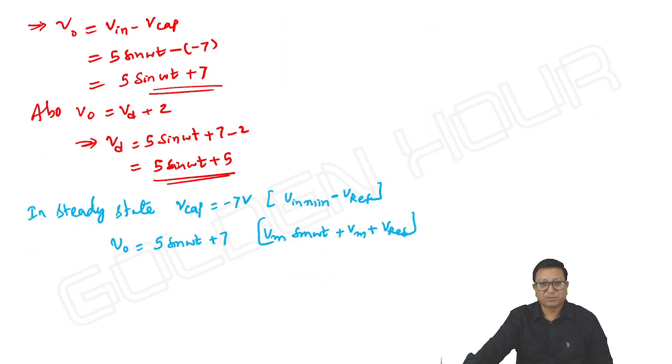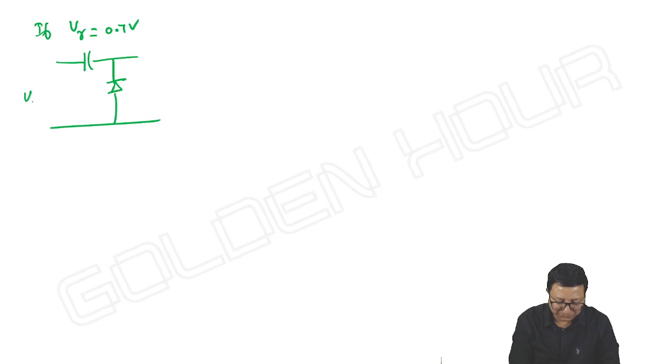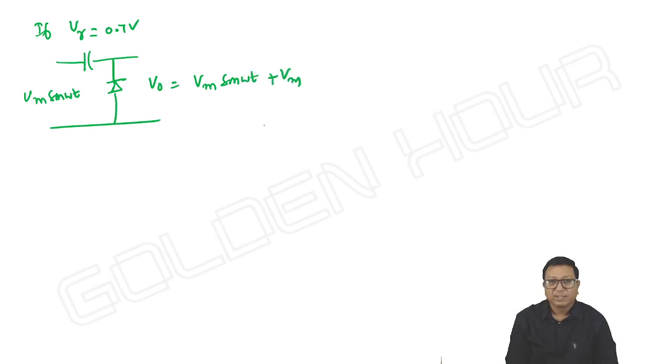That's it. Next point. If V reference is given, V reference may be positive or negative. This is how we are taking the analysis. And if V gamma is given as 0.7 volt, then the basic positive clamper circuit, it is Vm sin omega t. And what about the output? Right here, what is expected? Vm sin omega t plus Vm. In negative clamper, what did we do? We added plus 0.7. Here we need to subtract.